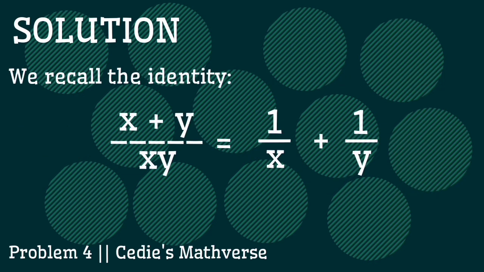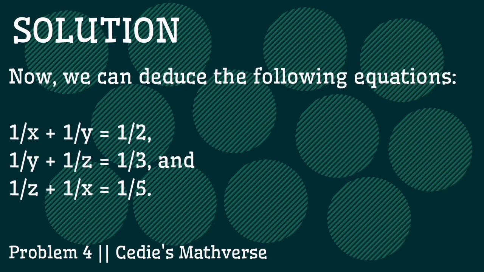Now mga ka-Mathverse, we recall this identity. The quantity x plus y divided by xy is equivalent to the quantity 1 over x plus the quantity 1 over y. So from that identity, we can deduce the following equations.